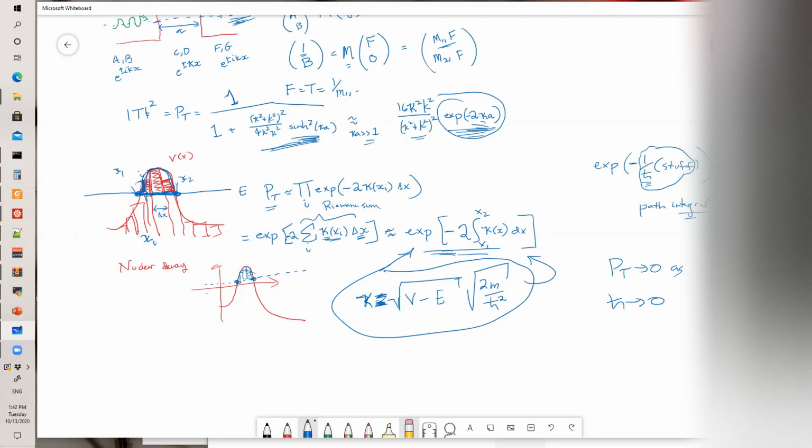And that should make sense because classically, you're not allowed to cross the barrier like this, right? So we'll see when we do path integrals that the h bar goes to 0 limit is a classical limit. And you see a little bit of a reflection of that in this approximation for scattering across an arbitrary potential.